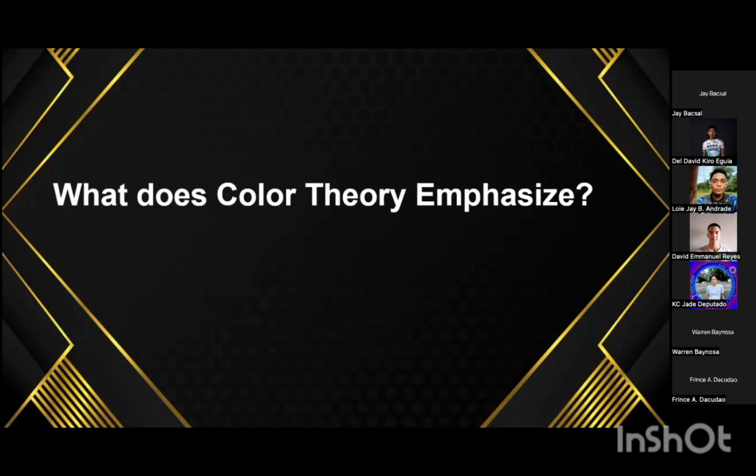I will tackle the color theory. What does color theory emphasize? Color theory emphasizes that when all the colors of the spectrum are combined, they add up to white light. White light appears when all the wavelengths between 400 to 700 nm are presented to the eye in nearly equal quantity.